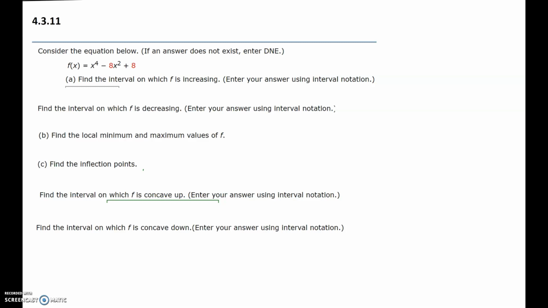Hi, in this video, I will be showing you problem number 11 of chapter 4 section 3 from the practice exam. Consider the equation below. f of x equals x to the power of 4 minus 8x squared plus 8.